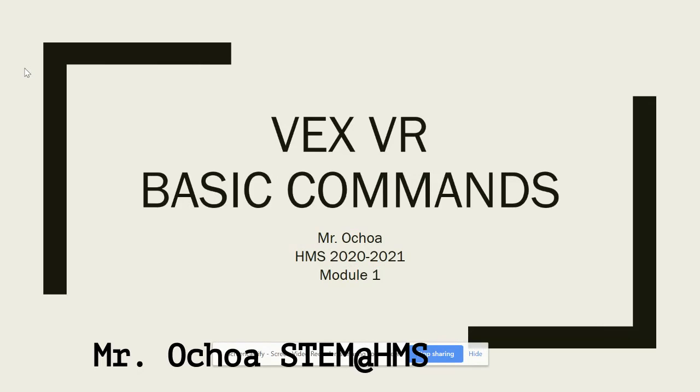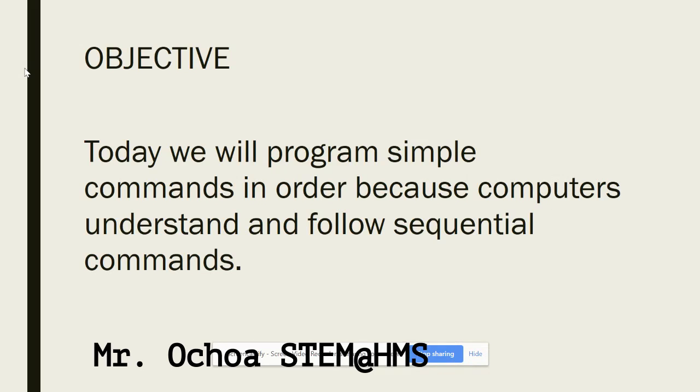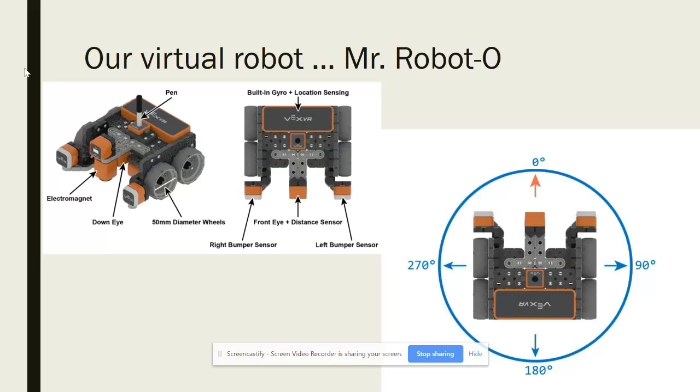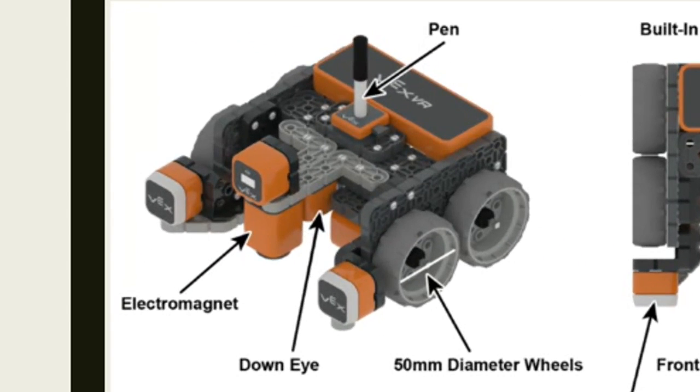VEX VR Basic Commands. So today we will program simple commands in order because computers understand and follow sequential commands. Notice that our virtual robot, called Mr. Roboto, contains a pen on top. This pen can be colors black, blue, red, or green and can be used up or down.